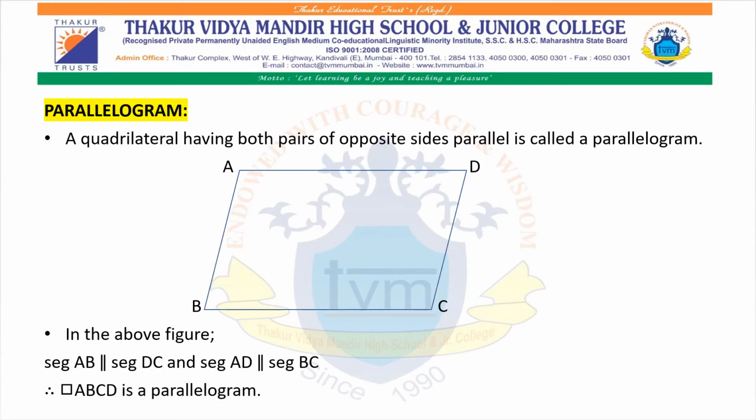Parallelogram. A quadrilateral having both pairs of opposite sides parallel is called a parallelogram. In the above figure, seg AB is parallel to seg DC and seg AD is parallel to seg BC. Therefore, quadrilateral ABCD is a parallelogram.